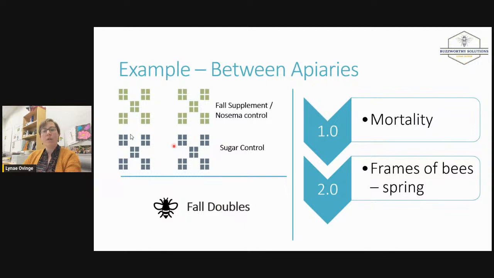Similar idea, fall doubles, but let's look at using a supplement in fall or using a nosema treatment in fall, and then comparing that to nothing. Now, this could be the other way. So maybe you normally use a nosema treatment in the fall, but you want to look at not using it. I'm not recommending this either way. I just know that there are beekeepers that do both. So we compare the sugar control and the nosema treatment, or some other fall supplement. And our first measurement can just be mortality. And then if we want to get more complicated, we can count frames of bees in the spring.